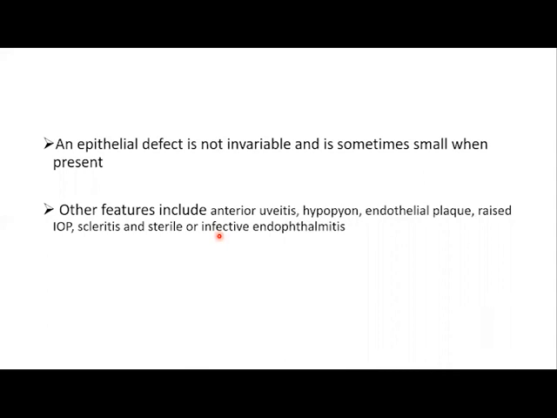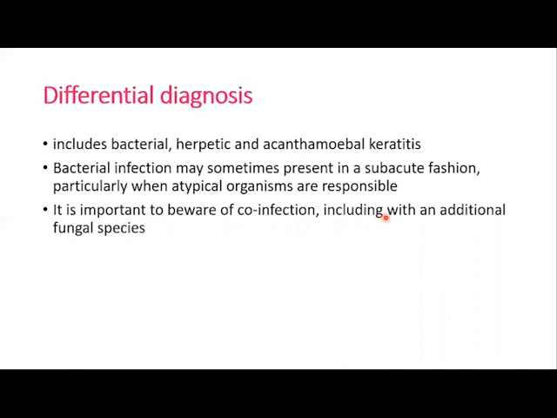An epithelial defect is not invariable; sometimes a very small defect can be present. Other features include anterior uveitis, hypopyon, endothelial plaque, raised IOP, scleritis, and sterile or infective endophthalmitis. Differential diagnosis includes bacterial, herpetic, and acanthamoeba keratitis. Bacterial infection may sometimes present in a subacute fashion, particularly when atypical organisms are responsible. It's important to be aware of co-infection, including an additional fungal species.